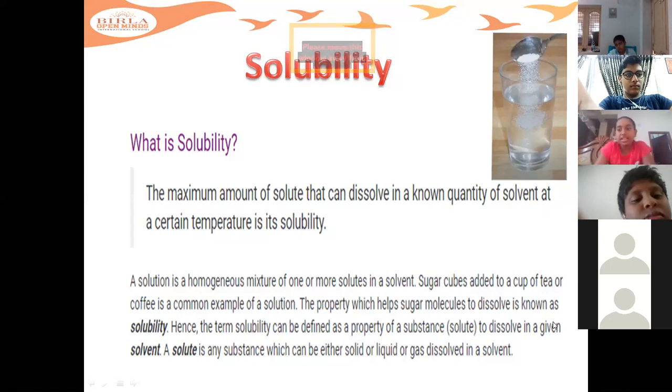Ma'am, solubility is the maximum quantity of solute which can dissolve in a quantity of solvent. It's called solubility. Okay. So it's the maximum.